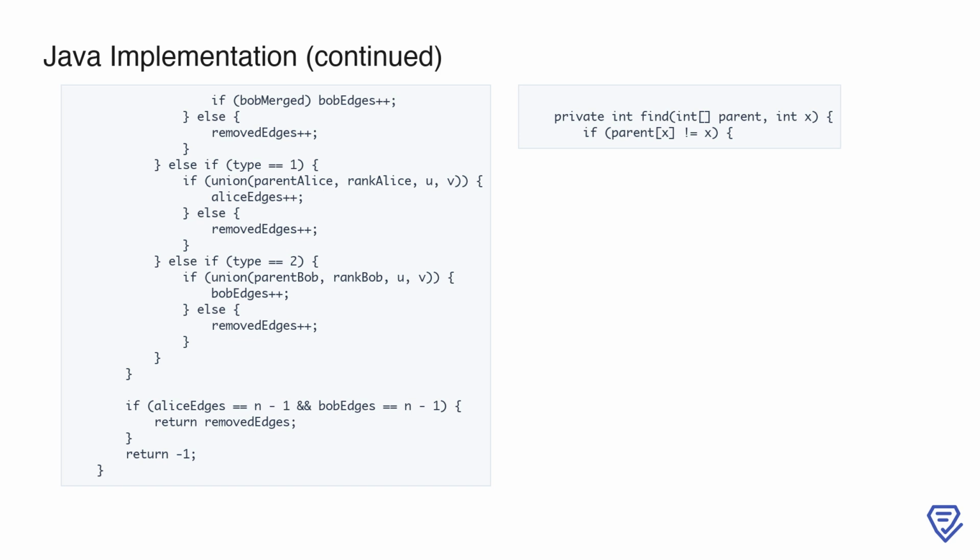Similarly, for type 2 edges, which are exclusive to Bob, we attempt to merge the nodes. If successful, we increment the Bob edges counter, and if not, the edge is counted as removed. After processing all edges, we verify whether both Alice and Bob can traverse their respective graphs completely. This is true if the number of edges used by Alice and Bob equals n-1, the minimum number of edges needed to form a spanning tree. If this condition is satisfied, we return the count of removed edges. Otherwise, we return -1 to indicate that it's not possible to make the graph fully traversable for both users.